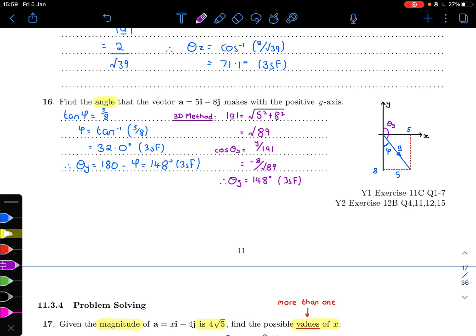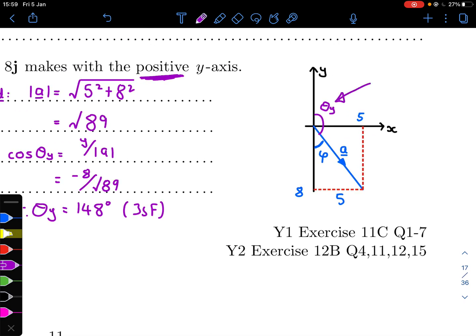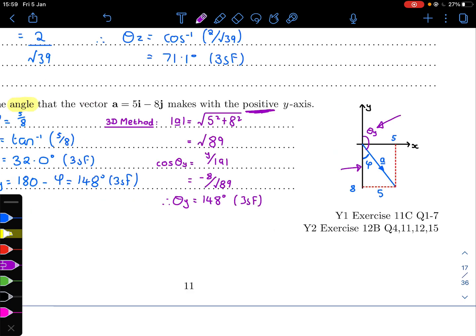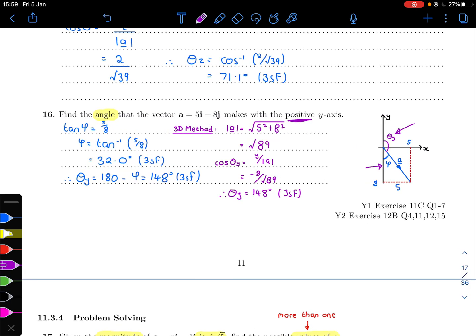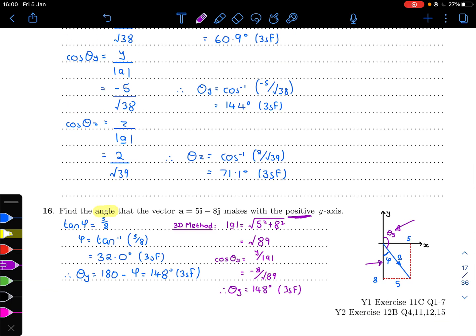It's just important to note, as I've already said, that this method, the 3D method, always finds angles to the positive axes. So by using it here, we went straight to that angle, bypassing that one. But the angle labelled phi could be useful for some other part of the question. So it's important to note which angles you are finding. So a diagram is always useful regardless. Okay, and that's the end of this video.